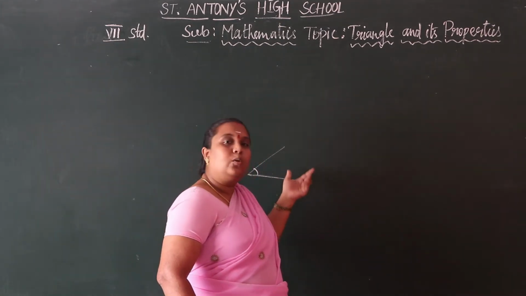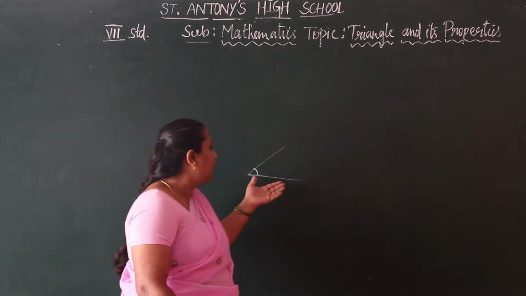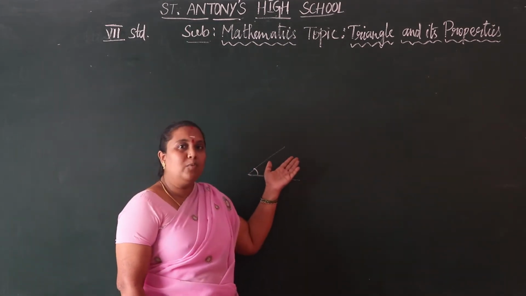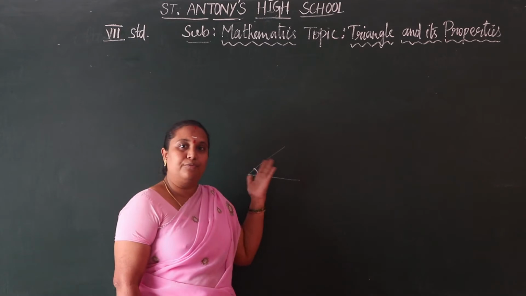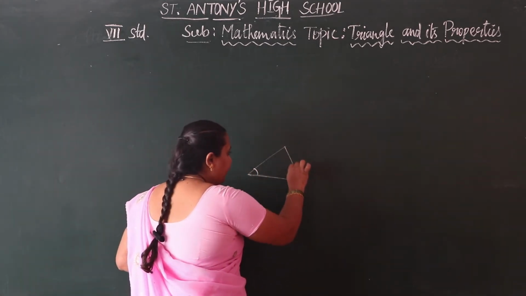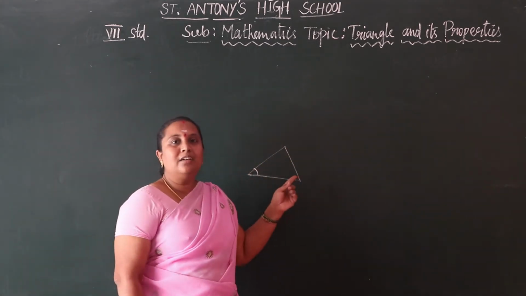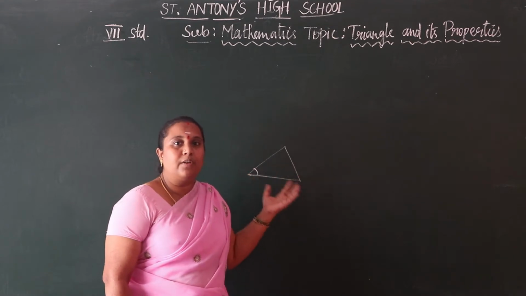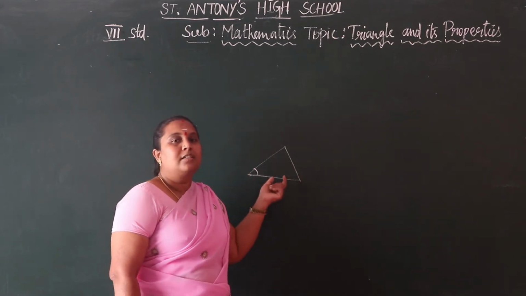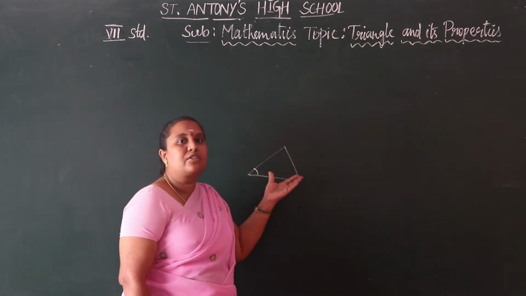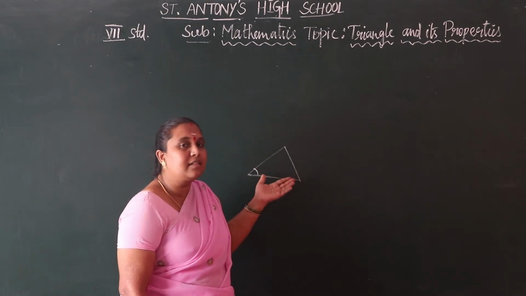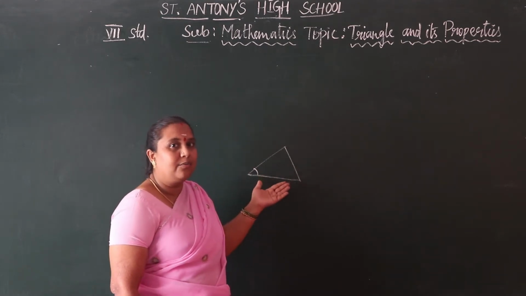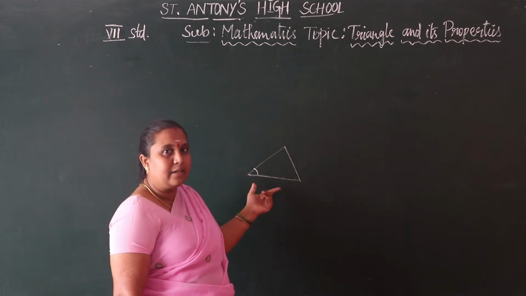In that, here we have these two lines. One more line we should add to this figure. So we are joining like this. Here we have a closed figure. So this is a triangle. Why are we saying this is a triangle? Because it has three line segments.